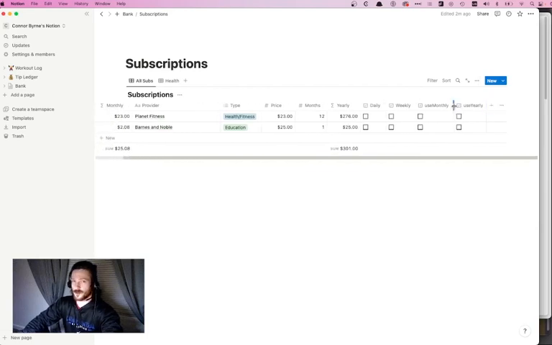This is going to actually show us how useful this application is to us. So in this particular circumstance, Planet Fitness, I use this daily, I use it weekly, I use it monthly, and I use it yearly. It's important to me. Barnes & Noble, I'm not using this daily, but I am using this monthly, and I am using it yearly. So we've checked these boxes.